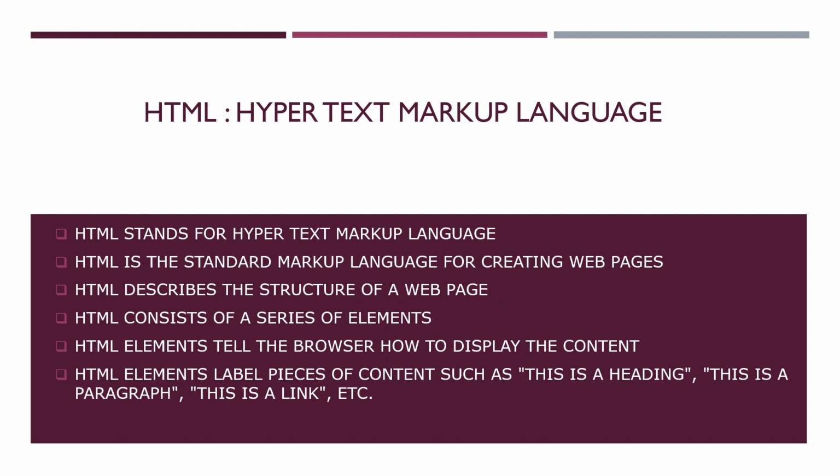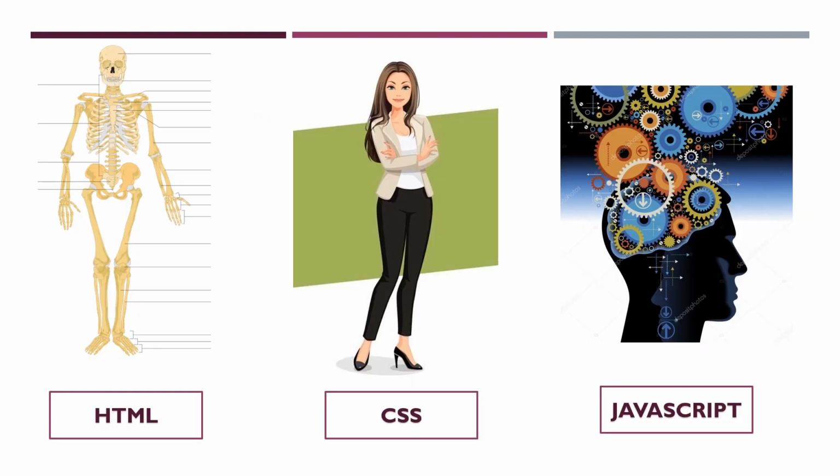So what is HTML? HTML is basically a hypertext markup language, which is used to create web pages. It contains a series of elements, a series of tags, with the use of which we can create a web page. Okay, so all these things you can read from anywhere by googling. The main idea is to understand what HTML basically does. So let's understand with this example.